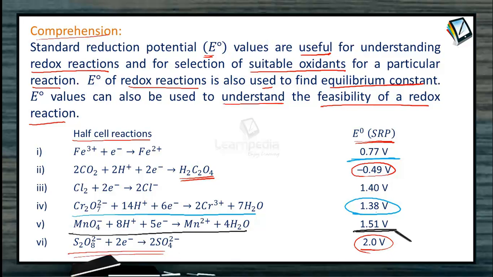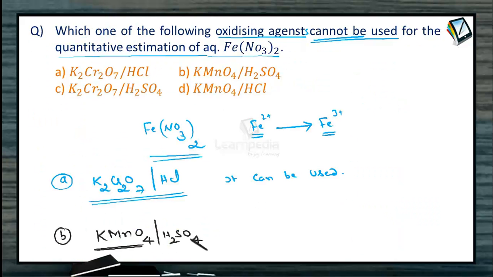And this value of 1.51 volts is more than that of 0.77 volts. Therefore, it can oxidize ferrous salt into ferric salt, but not sulfate into S2O8 2 minus. Thus, KMnO4 in the presence of sulfuric acid can also be used as an oxidizing agent for quantitative estimation of ferrous to ferric. So it can be used, but we are asked to select cannot be used. Therefore, this is not the option.